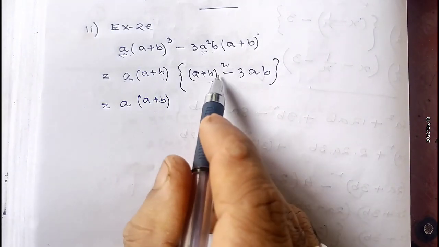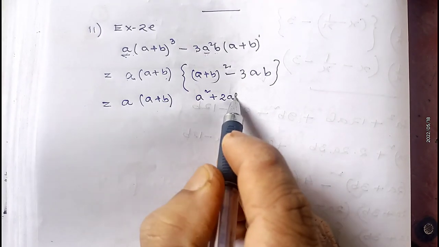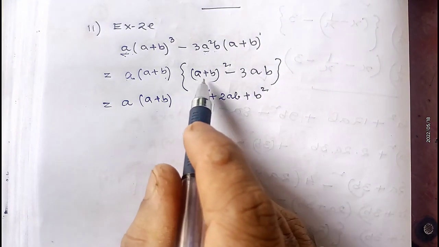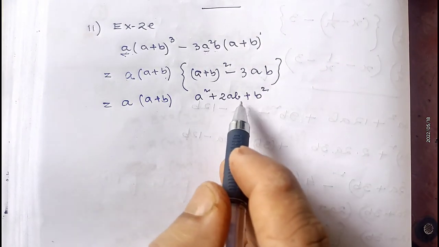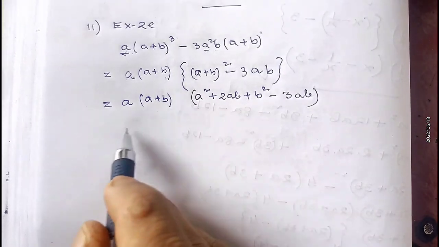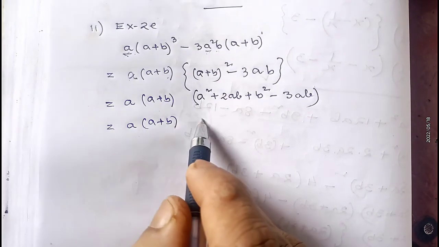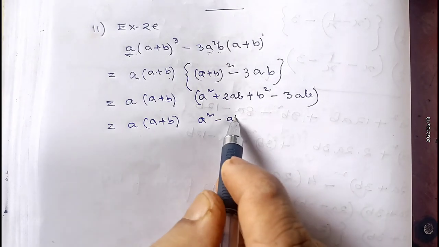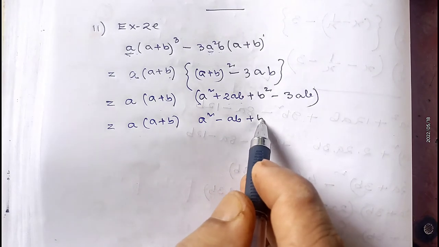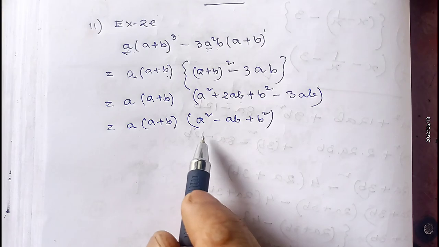Here a plus b whole square can be written as a square plus twice ab plus b square. I hope all of you know the formula of a plus b whole square. A plus b whole square is a square plus twice ab plus b square minus thrice ab. So it will be a plus b, then a square minus ab plus twice ab minus 3ab. It will give minus ab plus b square. This cannot be further simplified, so this is the required answer.